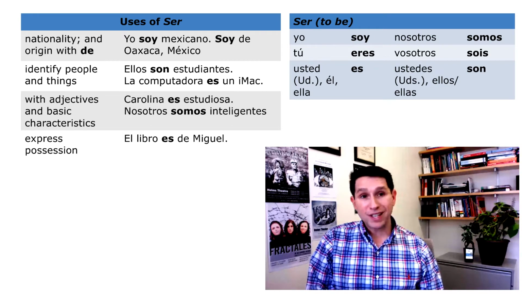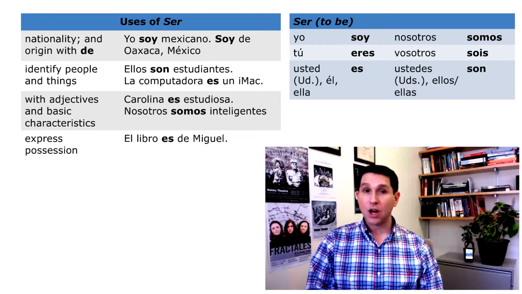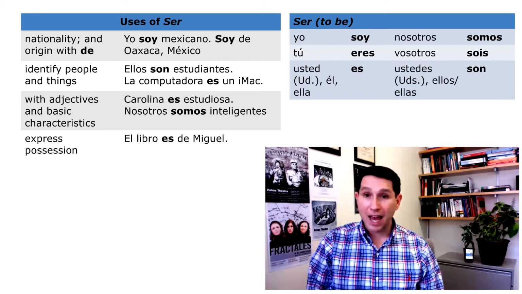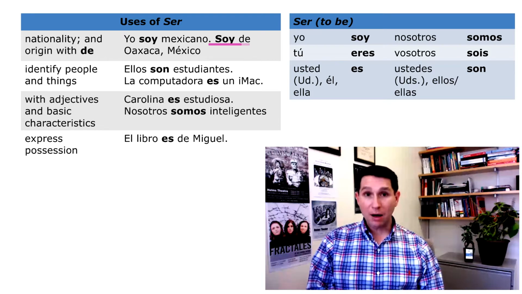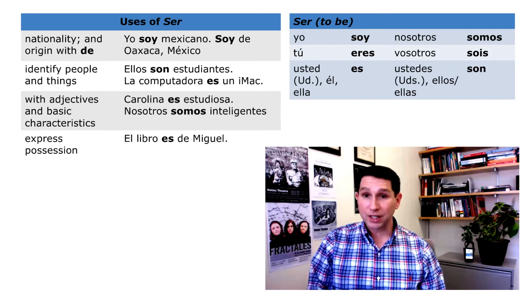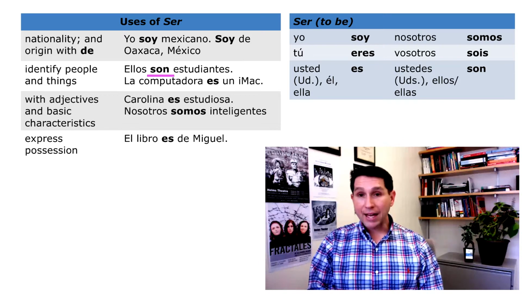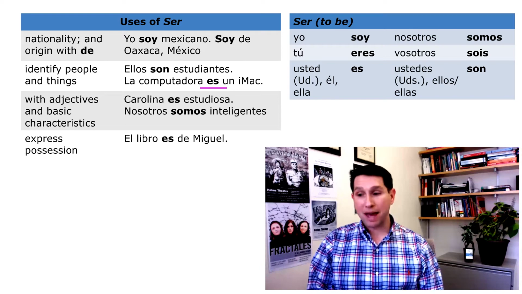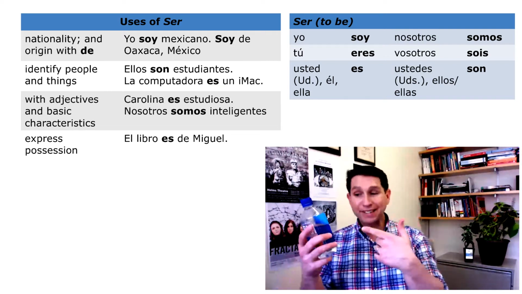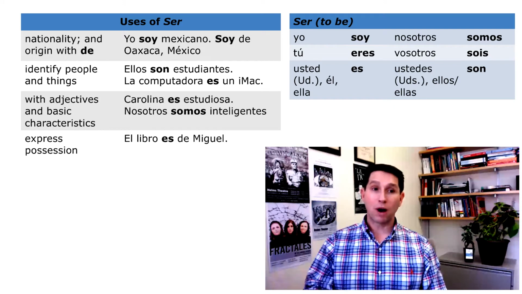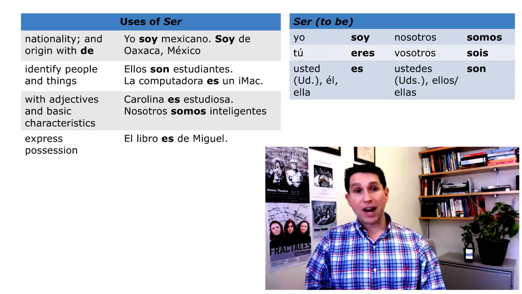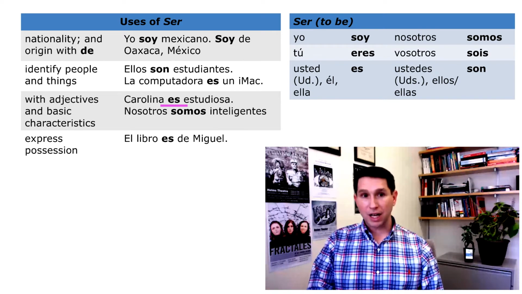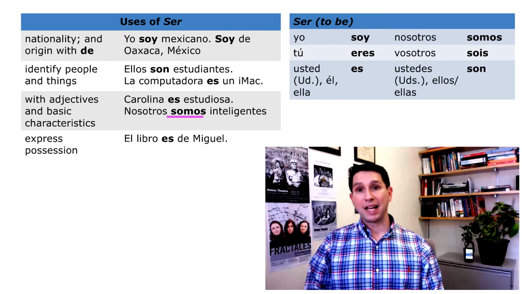For example, with ser, you can express nationality. Yo soy mexicano. You can also express origin with de. Yo soy de Oaxaca, Mexico. You can use ser to identify people and things. Ellos son estudiantes. La computadora es un iMac. Or we could say, esta es una botella de agua. We can use ser to talk about adjectives and basic characteristics. Carolina es estudiosa. Nosotros somos inteligentes.